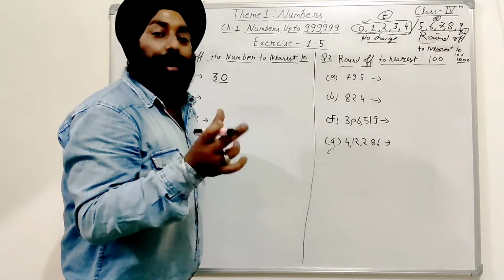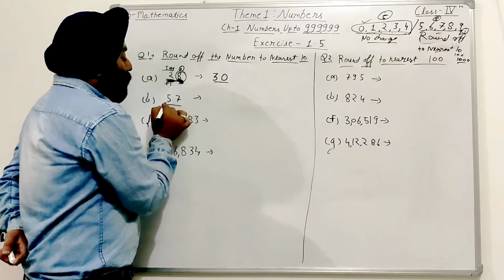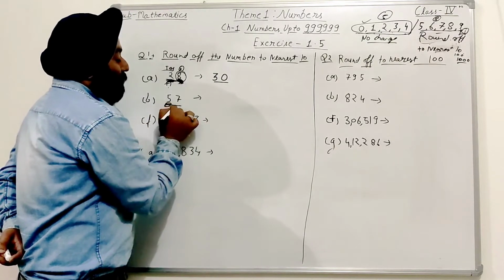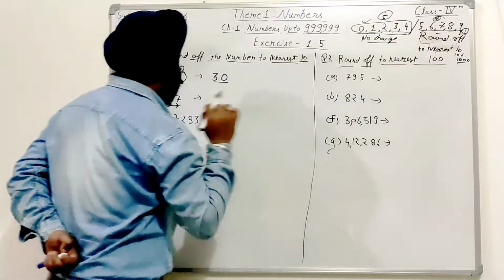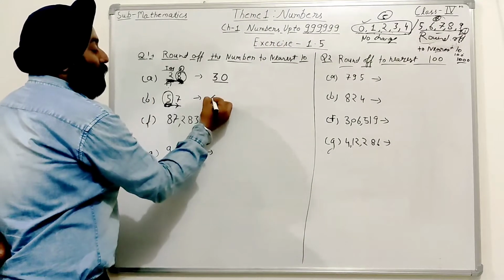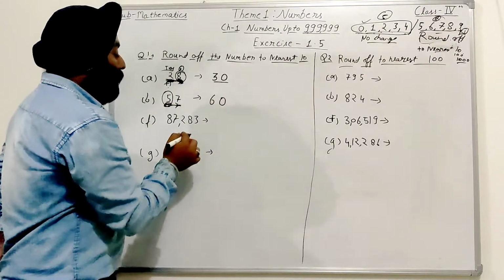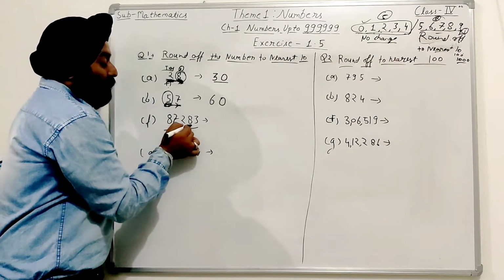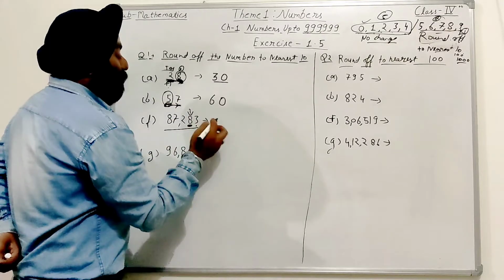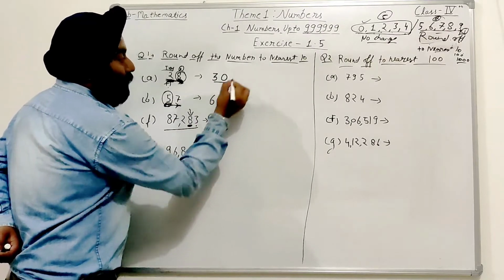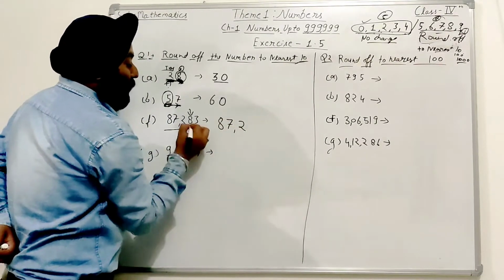It's a little bit tricky, but we can understand by doing many more questions. The next number is 57. The ones digit is 7, in the category of 5 to 9, so we add 1 to the tens digit, giving 6 and 0 in place of 7. In this question, the ones place is 3 and the tens place is 8, and we have to round off to the nearest ten. So the number is 87,283.